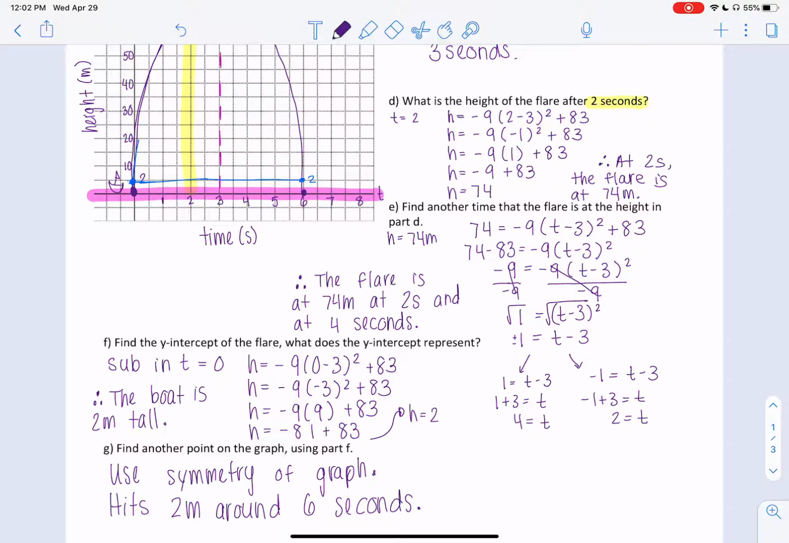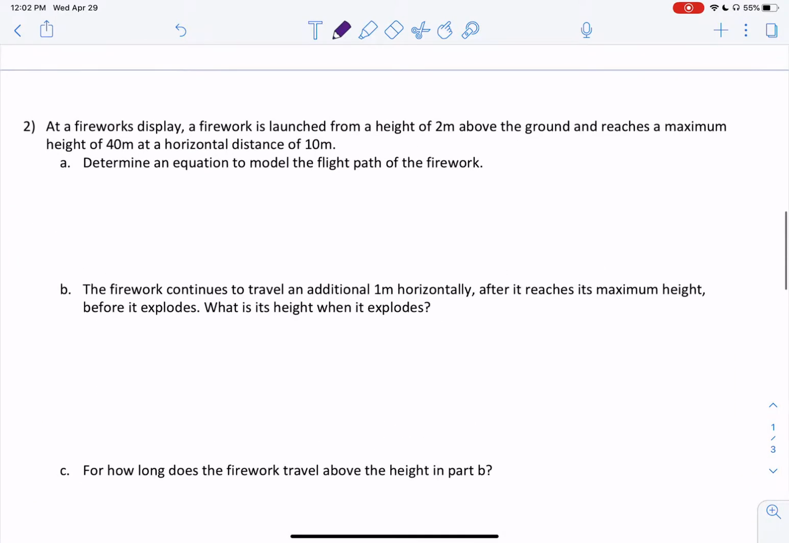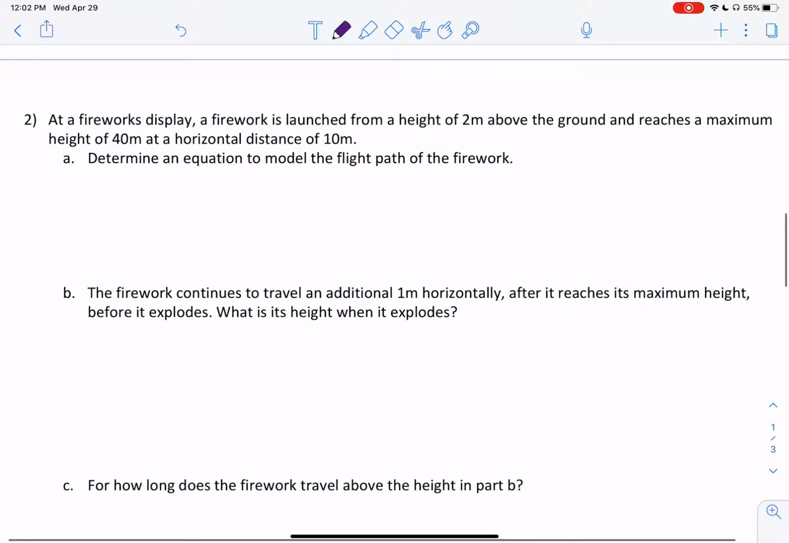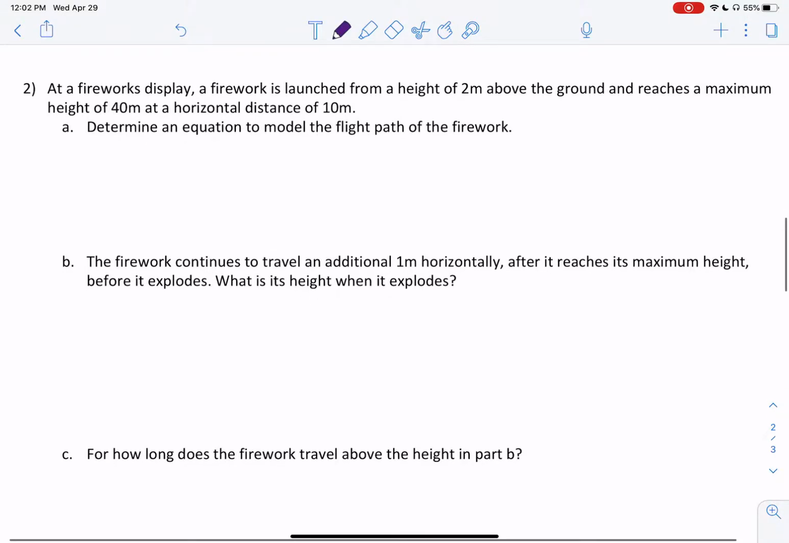Okay, so that was a bit of a challenge question. We're going to break this down a little bit more and do some questions that are a little more straightforward. The first one is: at a fireworks display, a firework is launched from a height of 2 meters above the ground and reaches a maximum height of 40 meters at a horizontal distance of 10 meters. The first thing we want to do is determine the equation to model the flight path of the firework. So there's a few different things we're being given here.